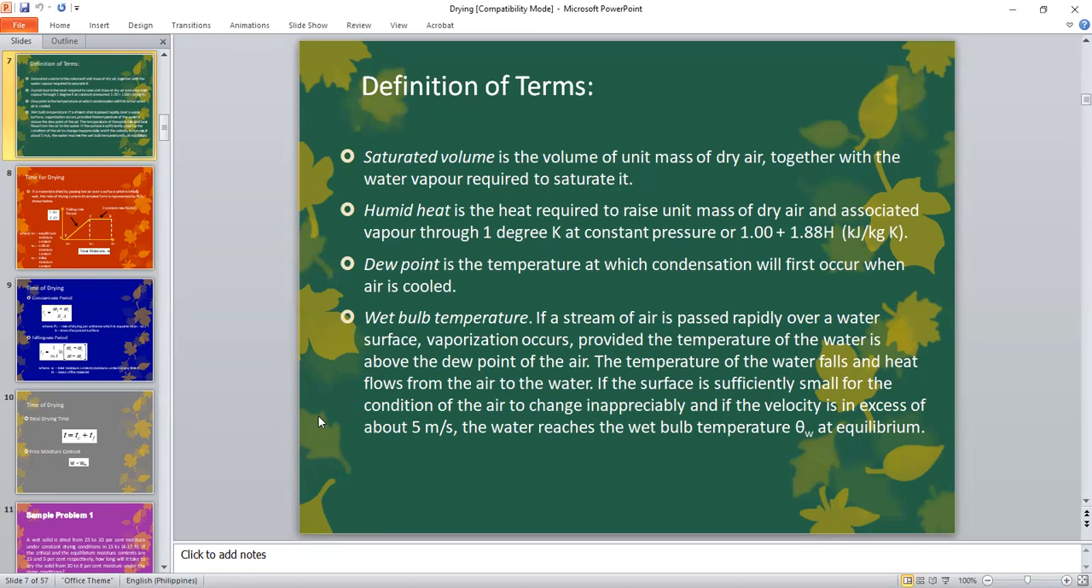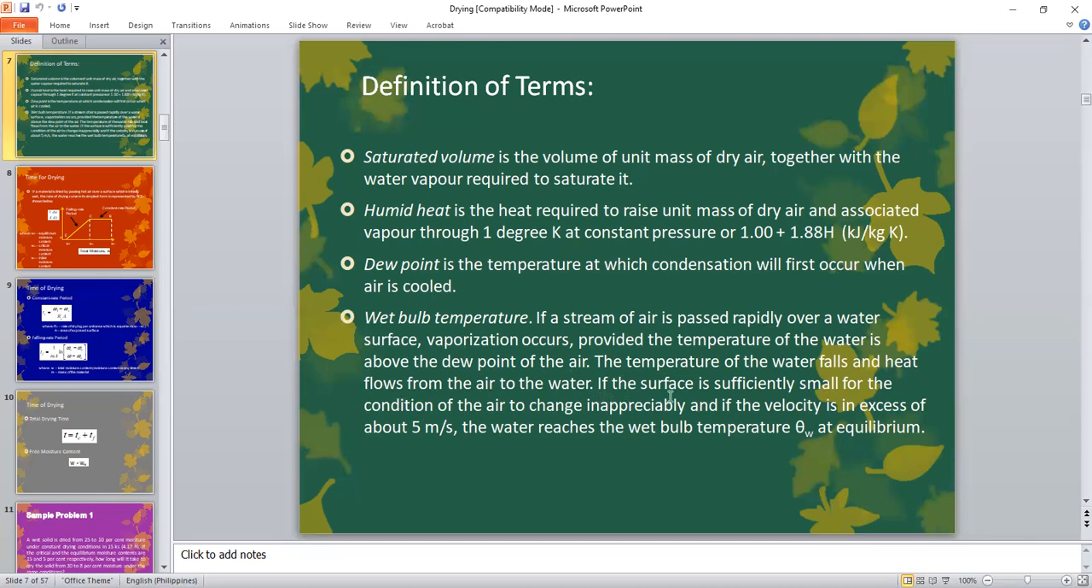Now we go to the dew point. Dew point is the temperature at which condensation will first occur when air is cooled. And then what about the wet bulb temperature? If a stream of air is passed rapidly over a water surface, vaporization occurs, provided the temperature of the water is above the dew point of the air. The temperature of the water falls and the heat flows from the air to the water.